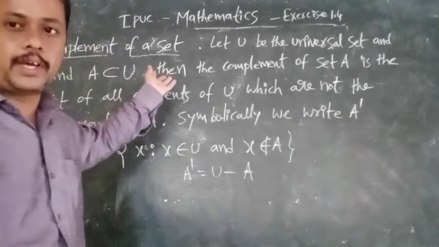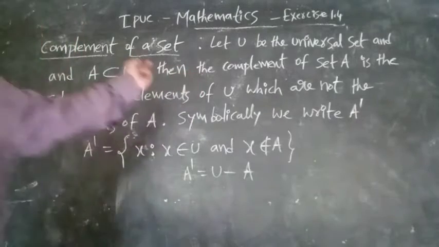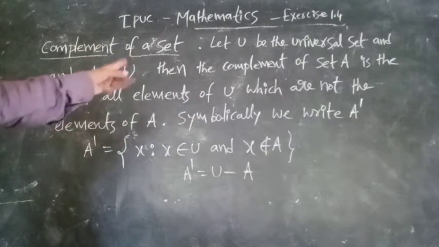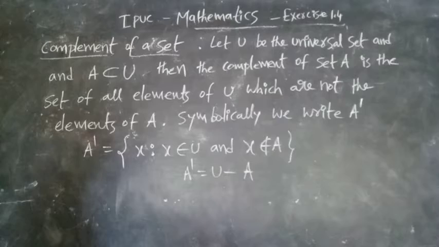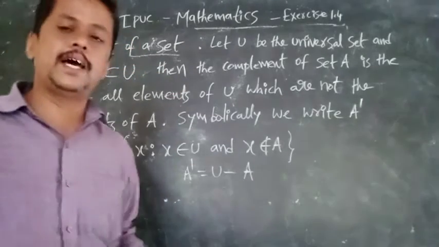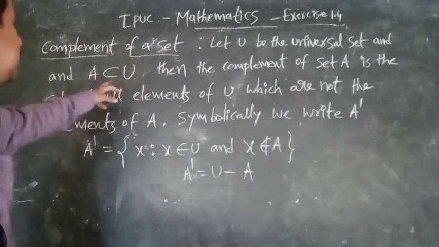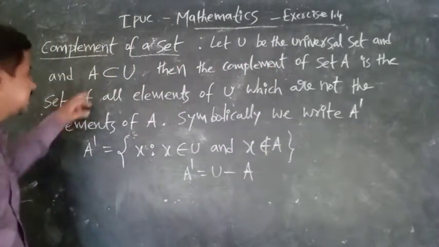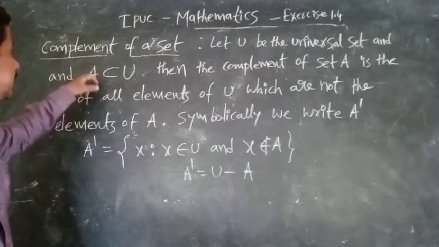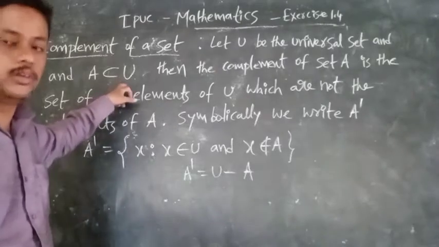In last class we already discussed exercise 1.4. Next concept, very important: complement of a set. What does the complement of a set mean? Let U be the universal set, and let us consider A is a subset of the universal set. Subset already told now.